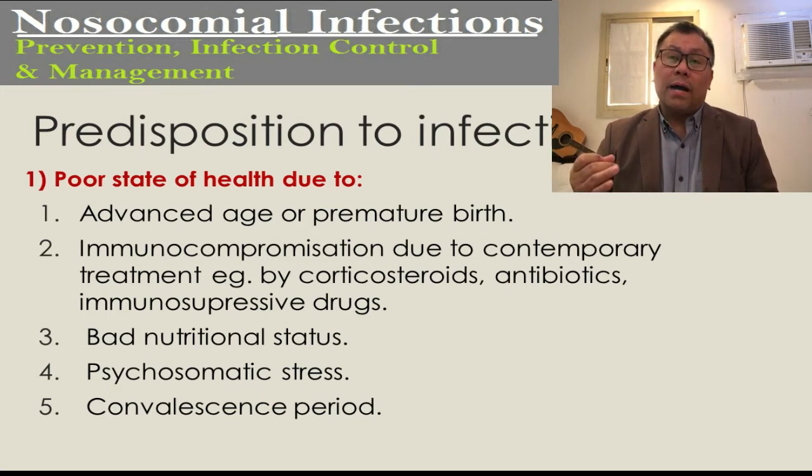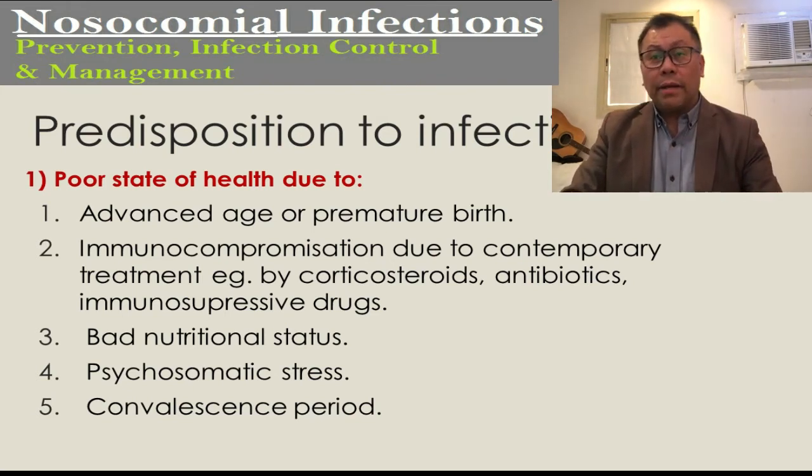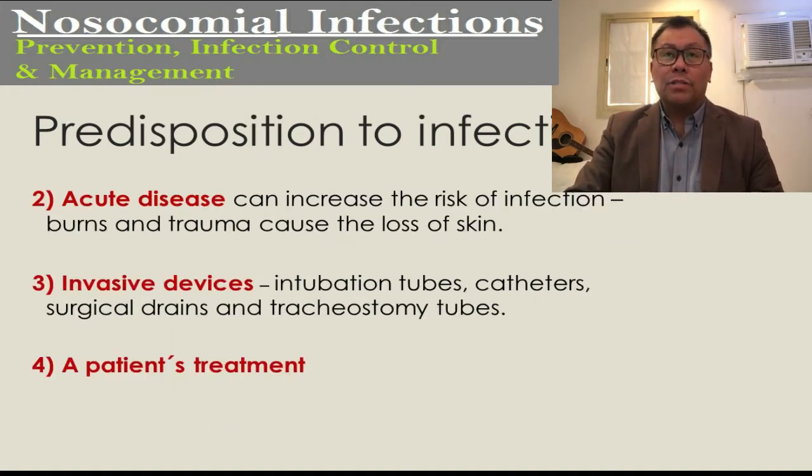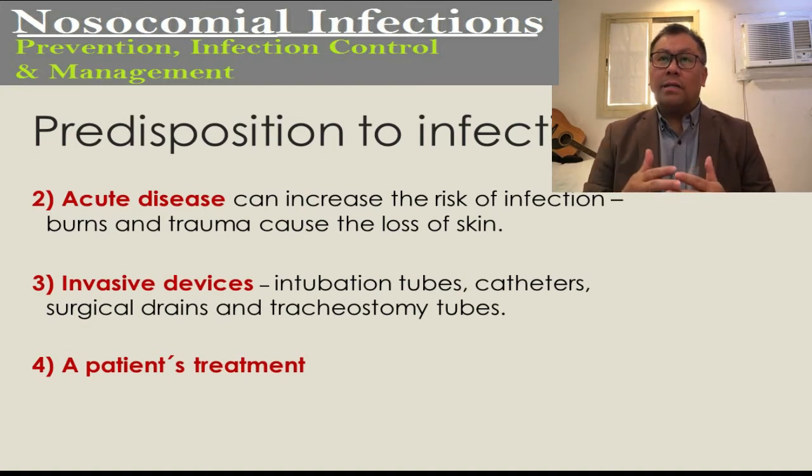We have other factors such as bad nutritional status, psychosomatic stress, and the convalescence period. When we say convalescence period, this is the time when the patient is okay for home management and is about to recover their resistance. So still they are weak, so they are prone to any infections. They are predisposed. Next, we have acute disease. This has increased risk of infection. Examples are burns and trauma that cause loss of skin. The skin is open, so the bacteria or the viruses will easily go inside as a portal of entry.